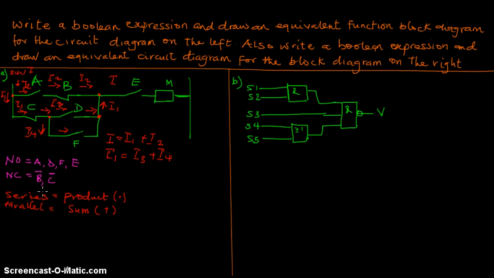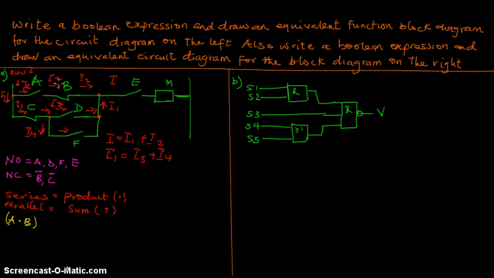Now with this we can answer this question. So A and B are in series. Why? Because I2 is passing through both, so the same current passes through A and B. So we can represent that in series. So we say A dot B. Remember, product. So they are in series.